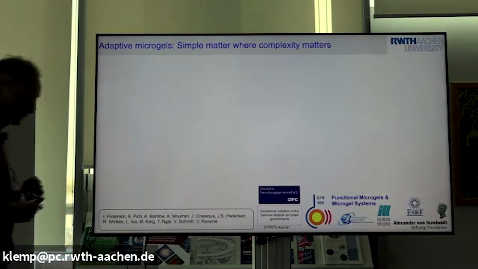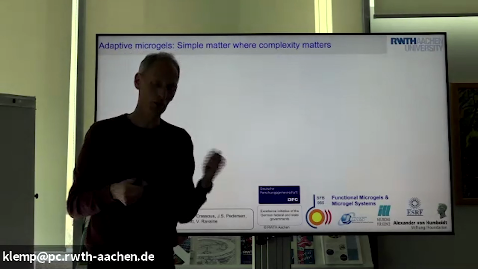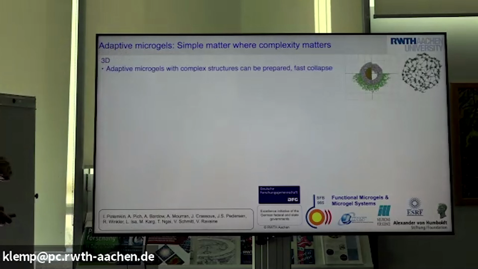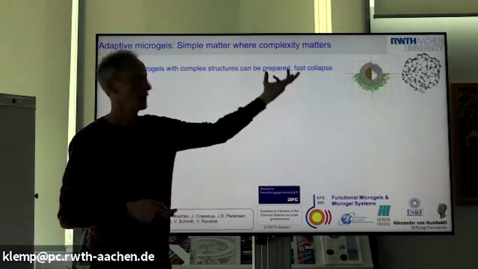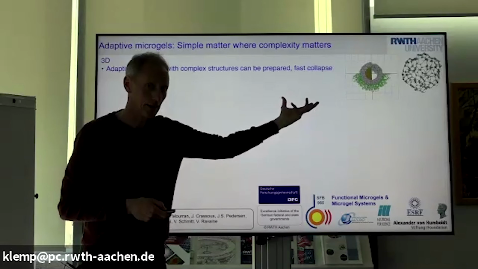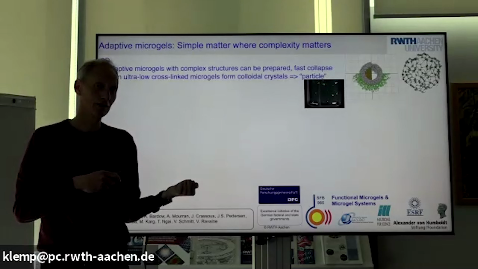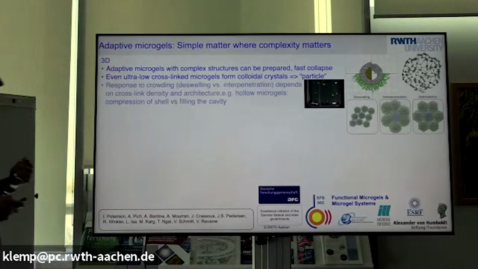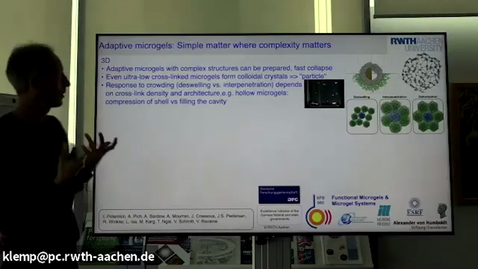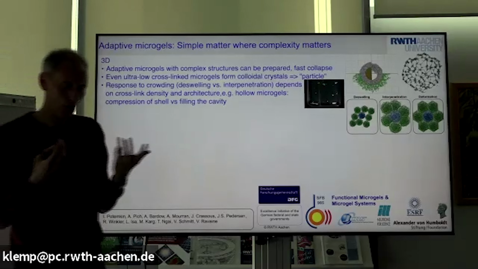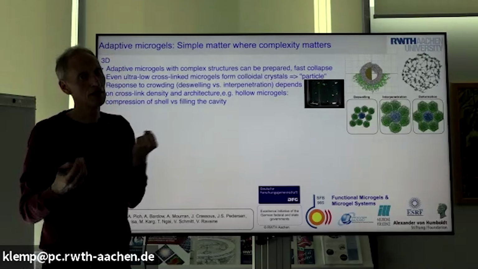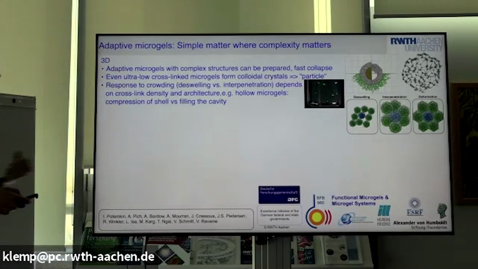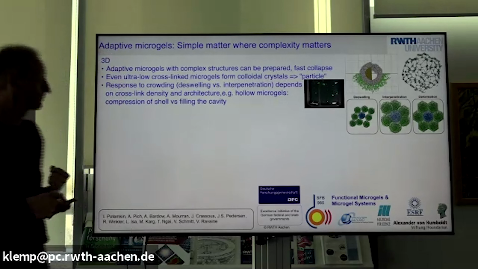I hope I could convince you that microgels are simple but still complex, that it's fun working with them, that we can make complex structures. They can be hollow, they can have different shapes, they collapse extremely fast. Even if they are very soft, they can form colloidal crystals, so they do behave like particles. But when we make them hollow or change the degree of cross-linking, we can control the softness. And hollow ones do not form crystals. They rather fill the cavity. So we can play with the architecture, and that leads to different physics.